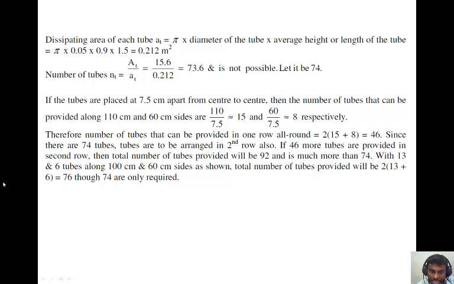With 13 and 6 tubes along 100 centimeters, the total number of tubes provided will be 2 into (13 plus 6), which equals 76. Though only 74 are required.